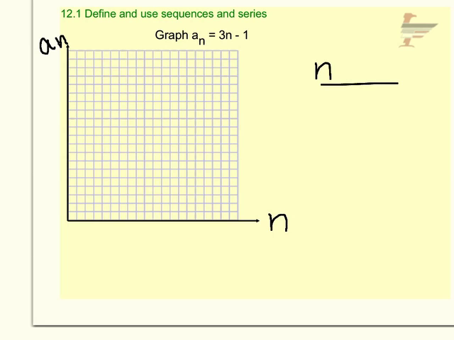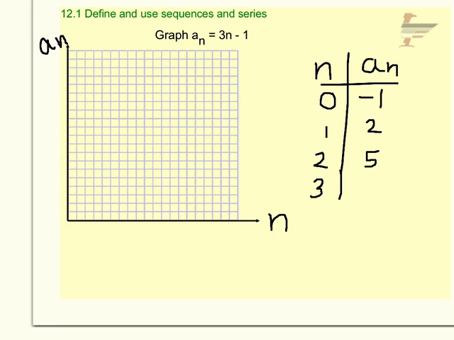So I'm just going to go through a series of points here. n can be 0, so if n is 0, a sub n is -1. When n is 1, you get 3 minus 1, so 2. When n is 2, you get 6 minus 1, which is 5. When n is 3, you get 9 minus 1, which is 8, and I think you get the idea. You can graph as many points as you need to.